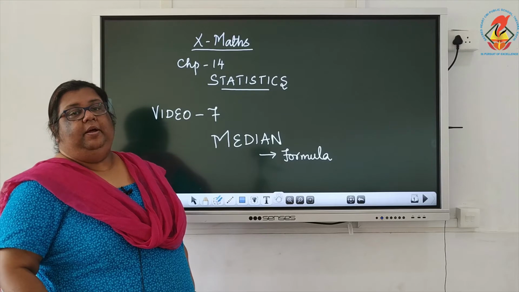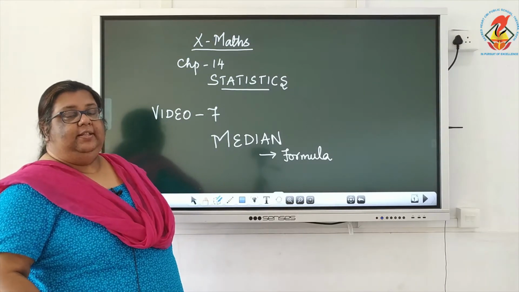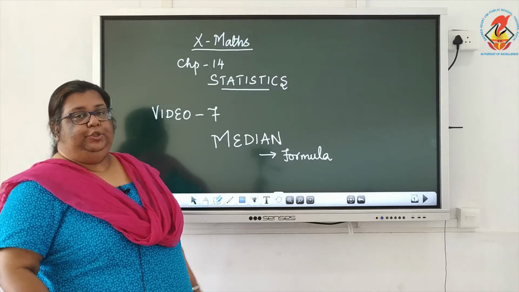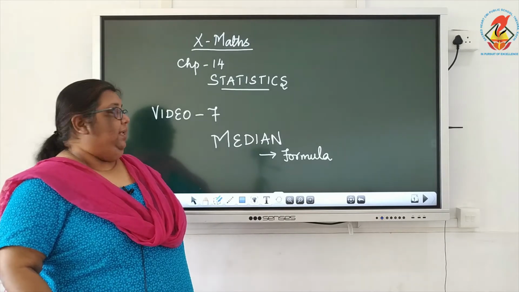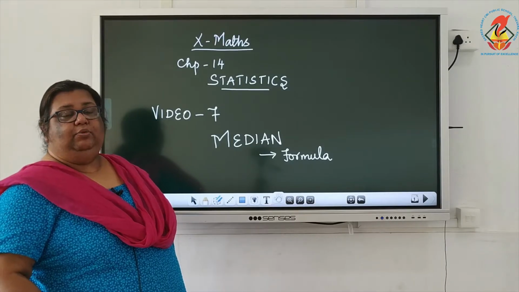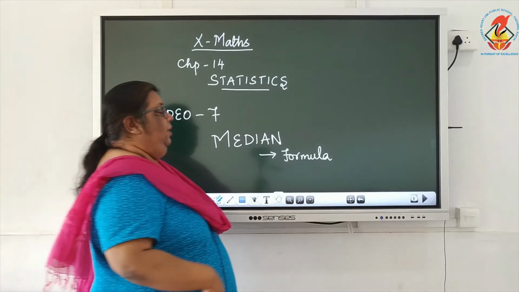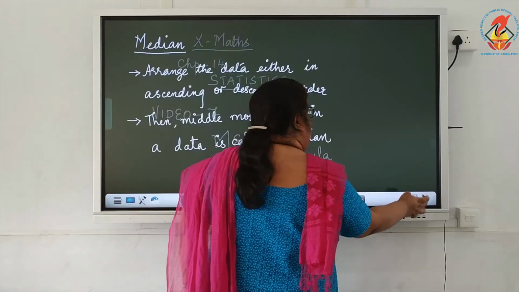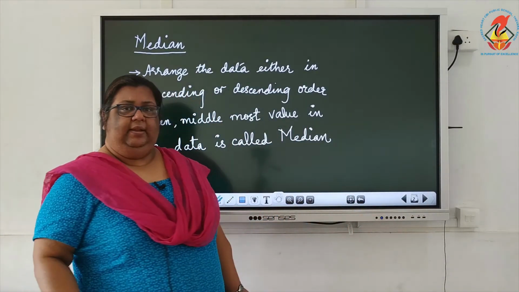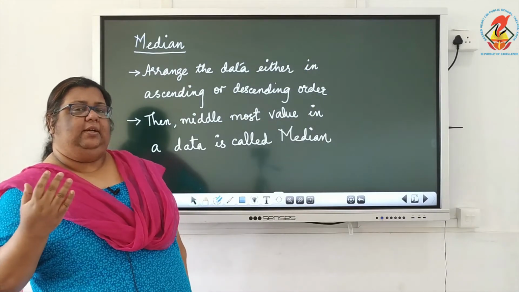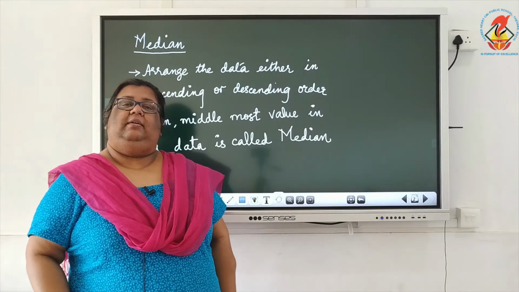Children, our third measure of central tendency in STAT is median. Today we learned about median, its formula, how to find it and all. Now, you have studied about median. What is median? Try to think what we learned last year.